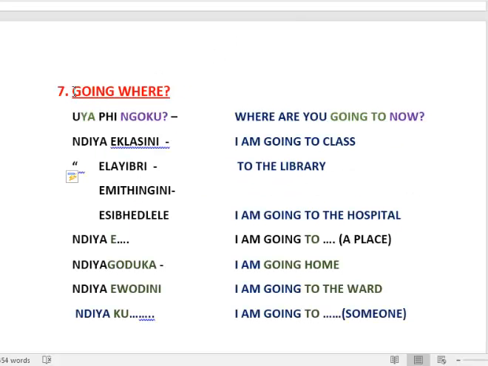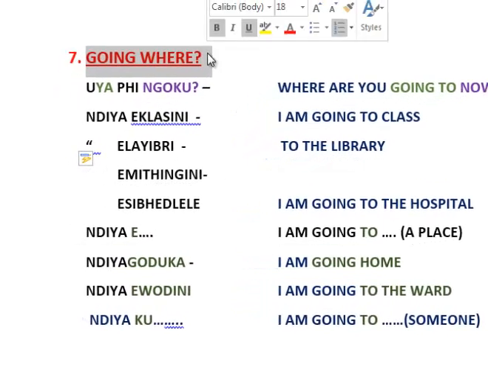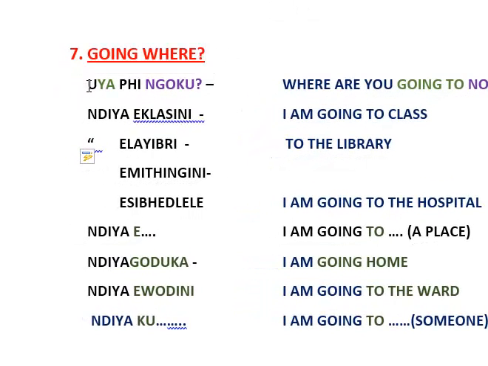Point number seven, wanting to know where someone is going. Playing around with the u and merely substituting another verb. Here we have uyaphi, where are you going? Uyaphi ngoku, where are you going now? Ndiya eklasini, I'm going to class. Ndiya elibhrari, I'm going to the library. Ndiya emitingini, I'm going to a meeting. Ndiya esibhedlele, I'm going to the hospital.